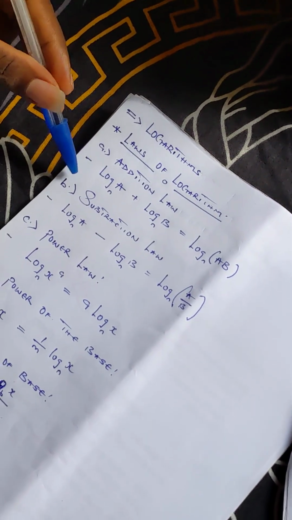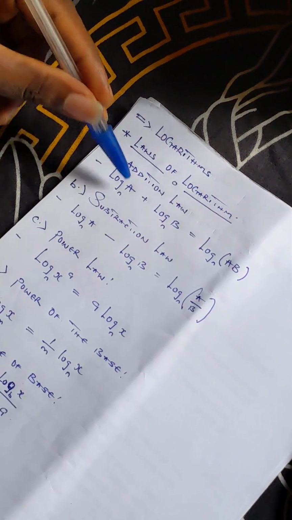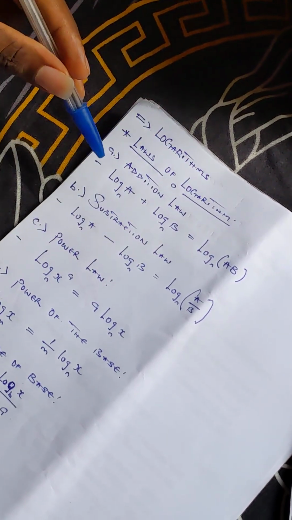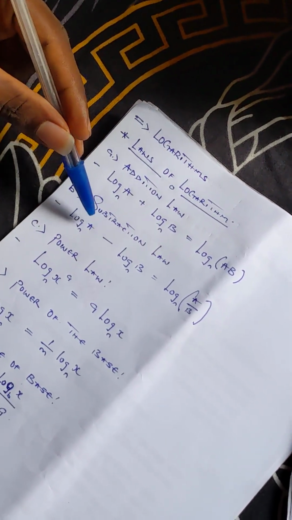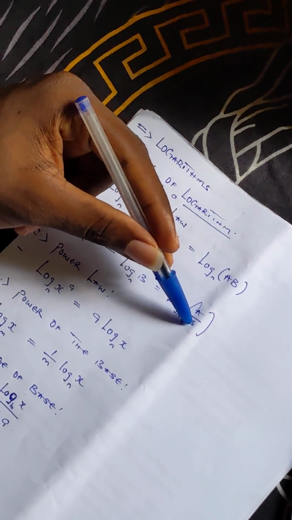Then the second law we have is the subtraction law. Just like we did with our addition law, when you add two logs with the same base, the log will multiply. In the same way, if you subtract logs of the same base, the log will have to divide.